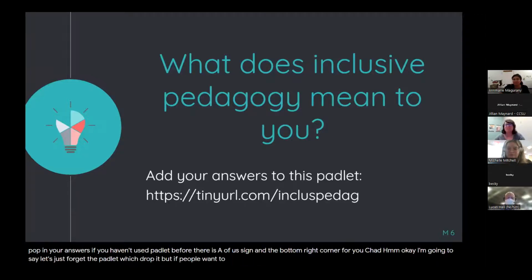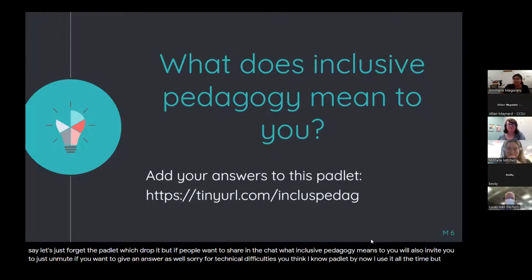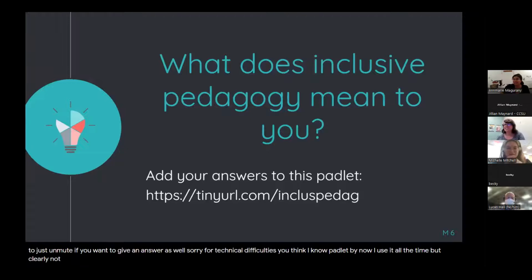But if people want to share in the chat what inclusive pedagogy means to you, we'll also invite you to just unmute if you want to give an answer as well. Sorry for technical difficulties. You'd think I know Padlet by now. I use it all the time, but clearly not. Things happen. So, okay, great.